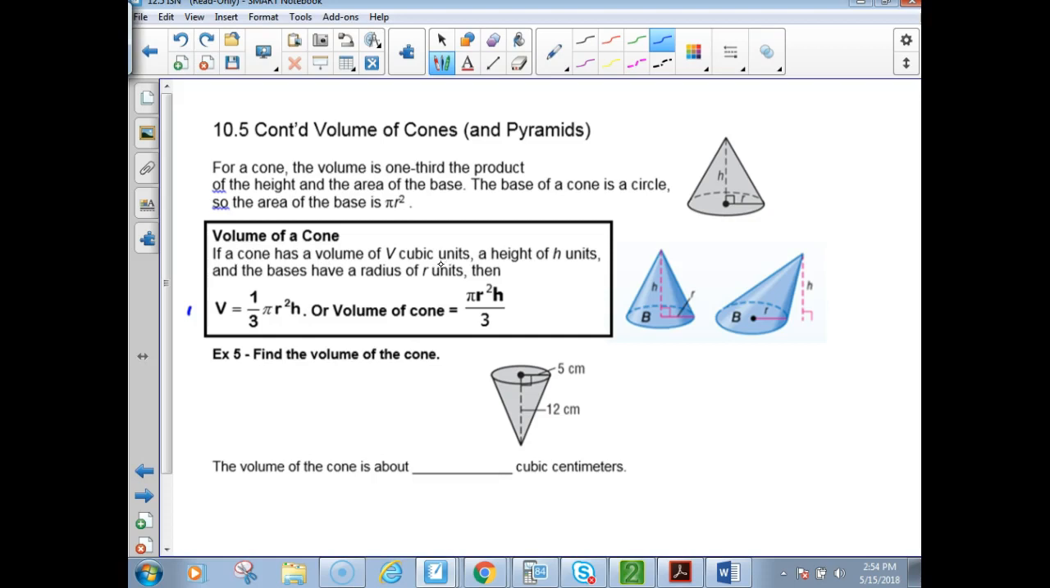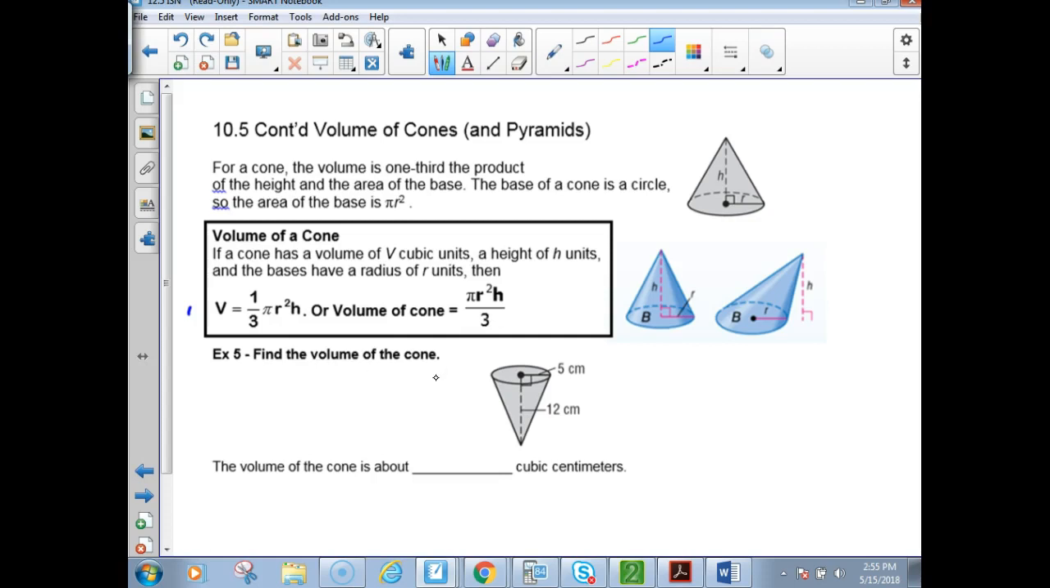If a cone has a volume of v cubic units and a height of h units, the bases have a radius of r units. Oh, this shouldn't say bases. Well, depends on which cone it is. Then the volume is pi r squared times the height divided by 3.